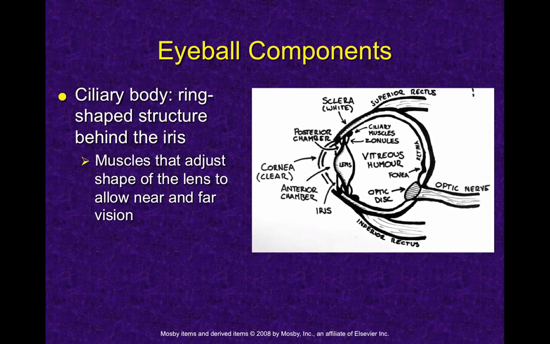The ciliary body is a ring-shaped structure behind the iris. It's muscles that adjust the shape of the lens to allow near and far vision, and that is multi-unit smooth muscle. The sclera is the white of the eye. We have the cornea, which is the clear outer layer of the eye. We have the anterior chamber and the posterior chamber, with the iris being the colored part. We have the lens, the ciliary muscles, which are tiny and behind the lens, the zonules, which we won't talk about too much, and we'll talk a bit about the optic disc and the retina. And just note that this is all made up of vitreous humor.